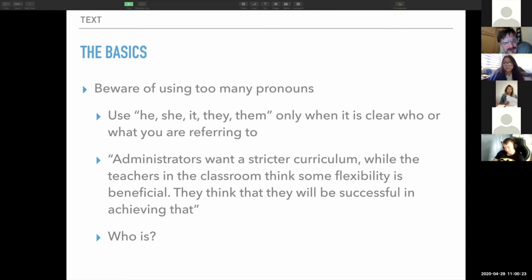Administrators, teachers. It could be both in that situation, no? Precisely. Who knows? Students. Yeah, it seems like all of them are in that.